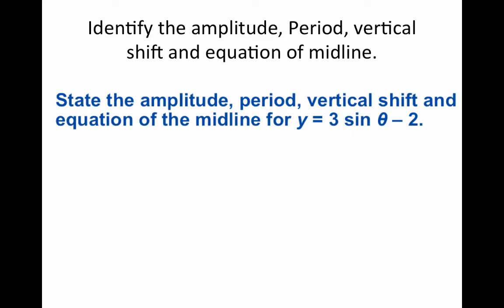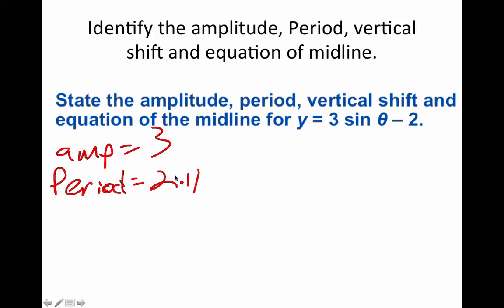State the amplitude, period, vertical shift, and equation for the midline. So I've got an amplitude of 3. I've got a period, the value of b again is 1. These are boring. I have a vertical shift of down 2.